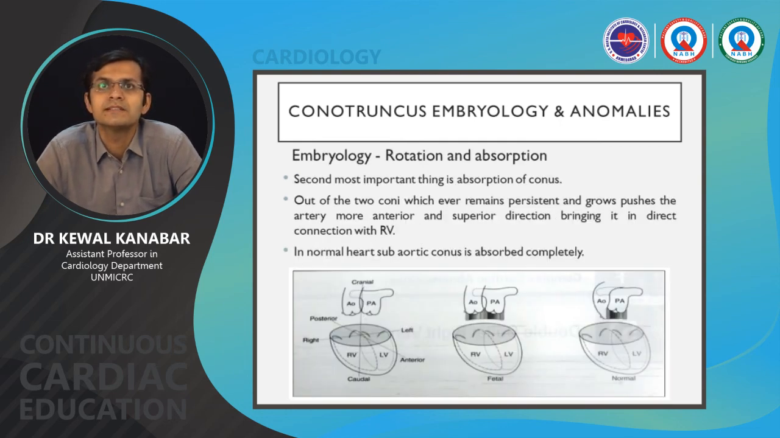Second most important thing is the absorption of the conus. Out of the 2 coni, whichever remains persistent and grows pushes the artery more anterior and superior, bringing it in direct connection with the right ventricle. So, in the embryonic life, we have a subaortic conus and the subpulmonary conus.